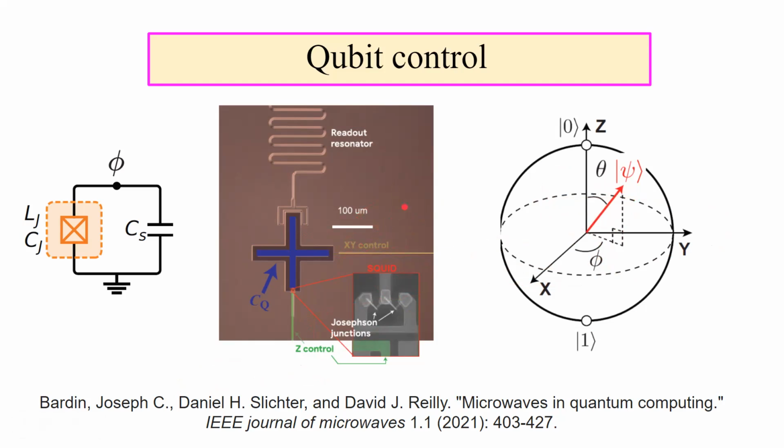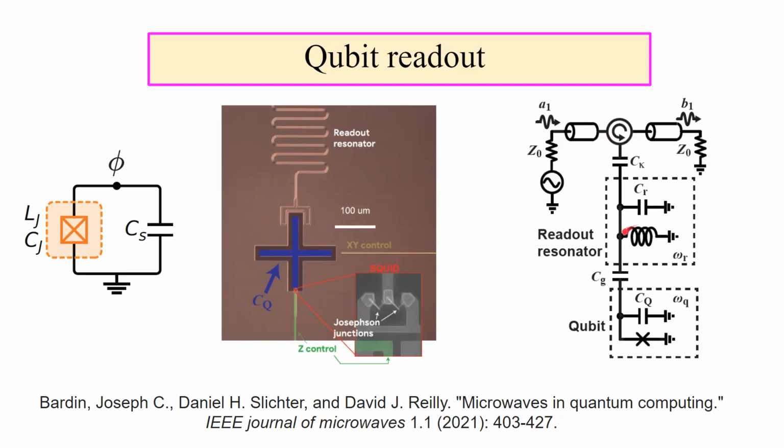Now the question is, how do we read out, how do we interrogate the qubit as to what its state is? We do that in a very simple way. We couple this qubit to a resonator, called a readout resonator. We couple it capacitively with the qubit. And then there is a source of electromagnetic wave that is circulated to the resonator.